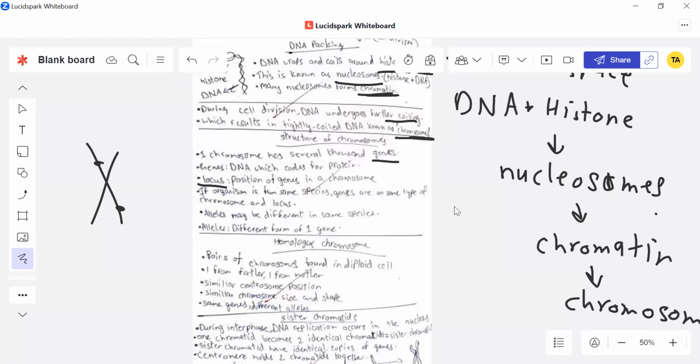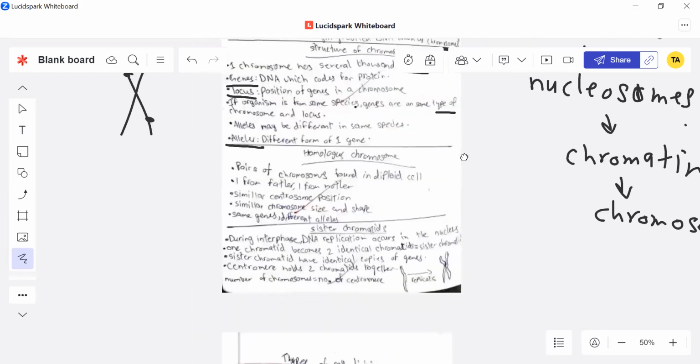And if organisms are from the same species, the genes are of the same type. And alleles may be different in the same species. So what is an allele? Allele is a different form of one gene. Remember this, locus and genes. Remember their definitions. Now, what is a homologous chromosome?